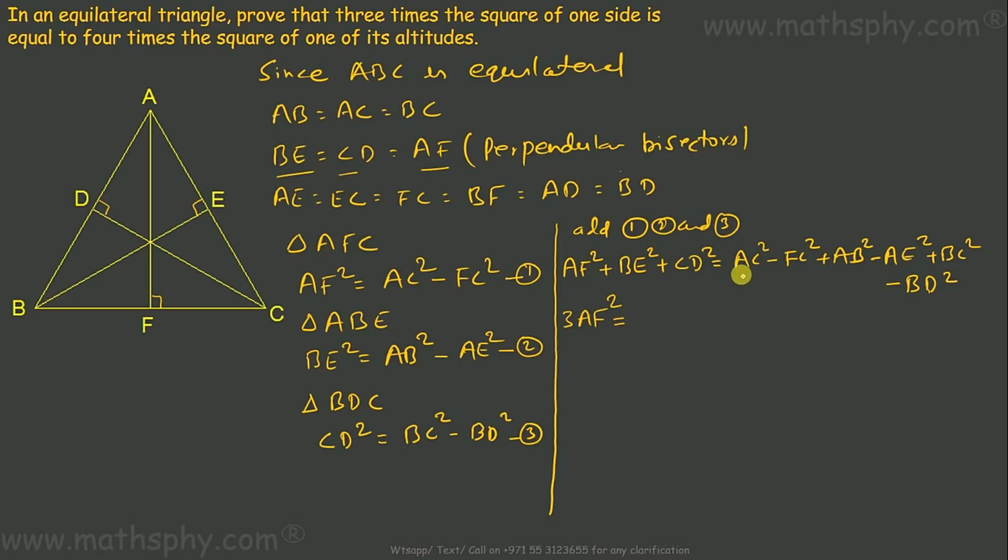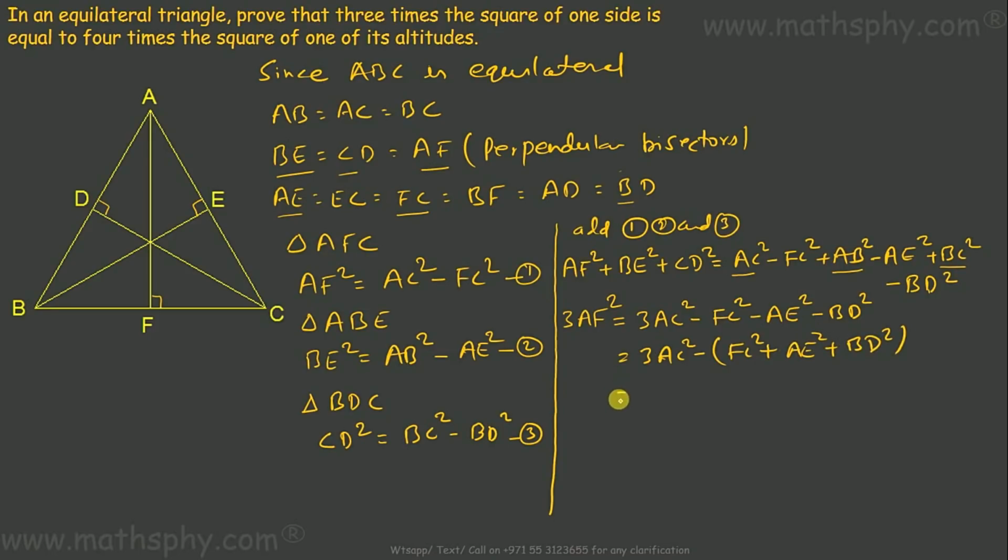Here I have AC square, I have AB square, and I have BC square. AC, BC, AB all are equal. In place of AC square, AB square, BC square, let's take all AC square. So this will give me 3AC square. What I'm left with is minus FC square minus AE square minus BD square. 3AC square minus, common, be FC square plus AE square plus BD square.